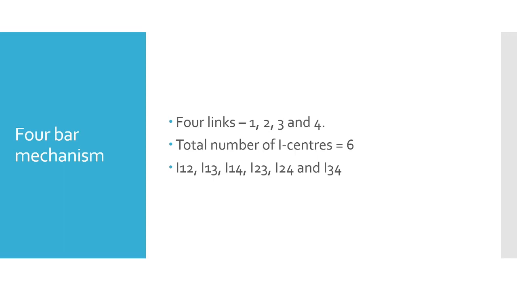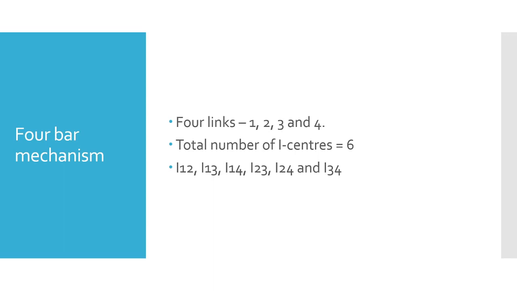So a fixed link has centers with all other 3 links. Clear? That is, the fixed link has centers with the crank. That is 1, 2. Don't think that the fixed link is always link 1, whatever it may be. Link 1 has centers with links 2, 3 and 4. That is I12, I13, I14, 3 centers. Then similarly for all other links also.